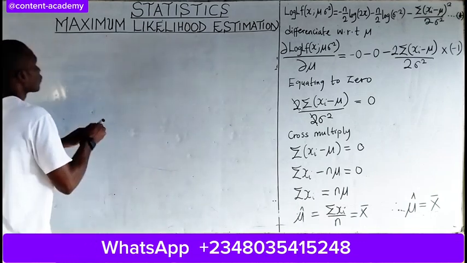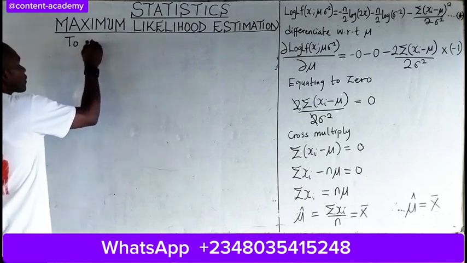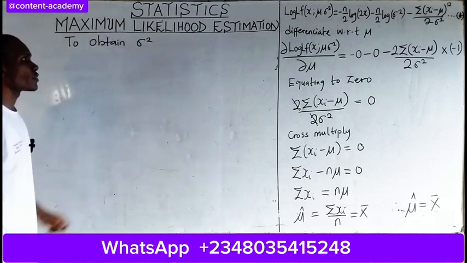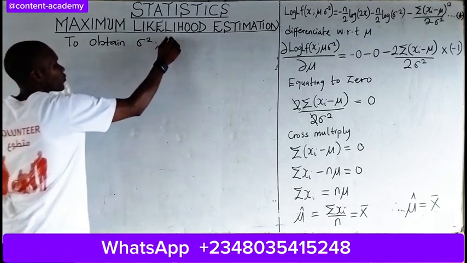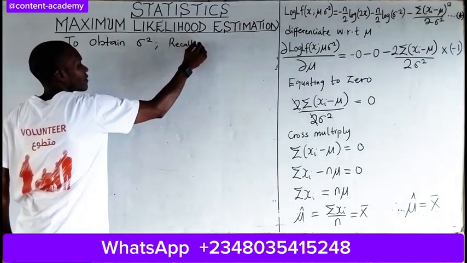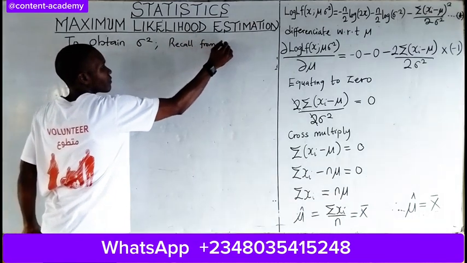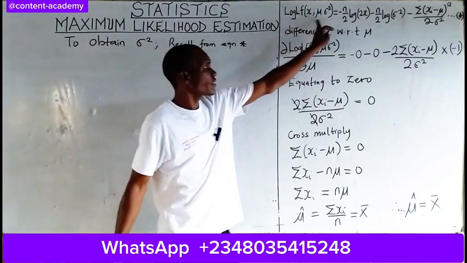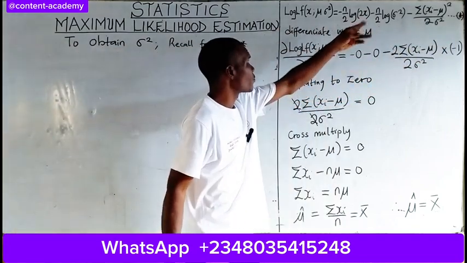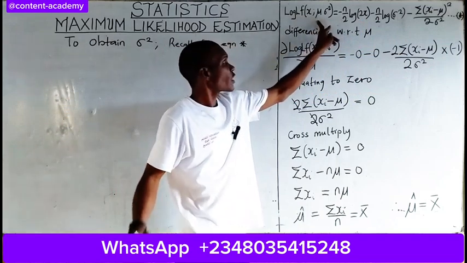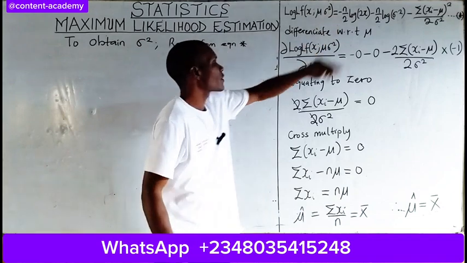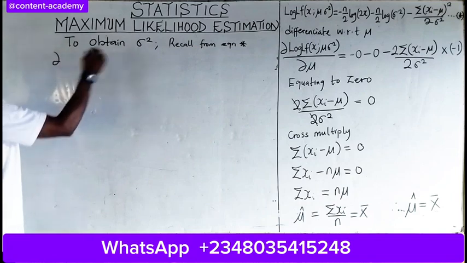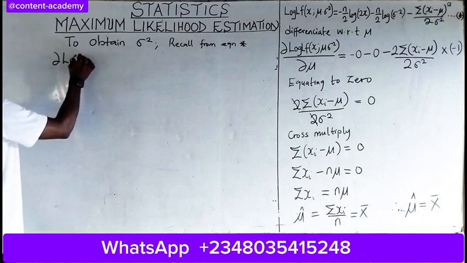Now, to obtain sigma square, which is our variance, we recall from equation star. So from equation star, which is this, the whole of this, all we need to do is just to differentiate with respect to the variance or sigma square. So from equation star, we can differentiate with respect to sigma square.